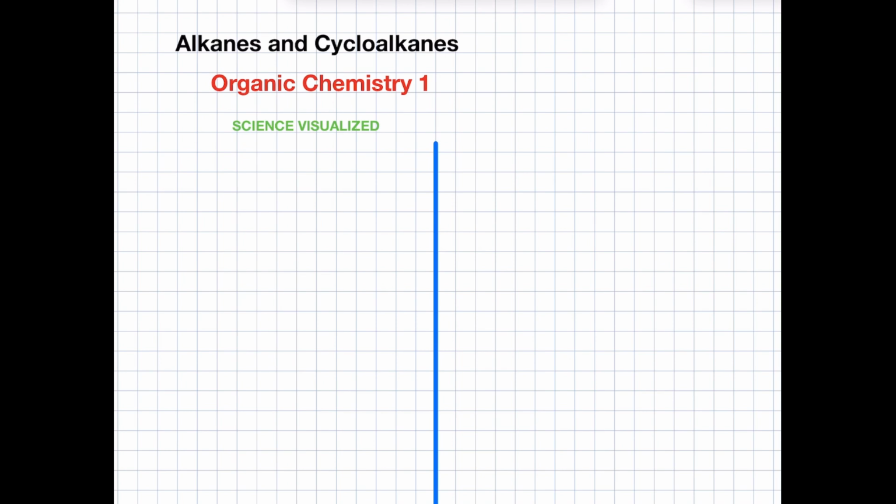Now, before we continue with alkanes and cycloalkanes, we're going to start by looking at functional groups in organic chemistry, and these are basically families of organic compounds that have common structural features.